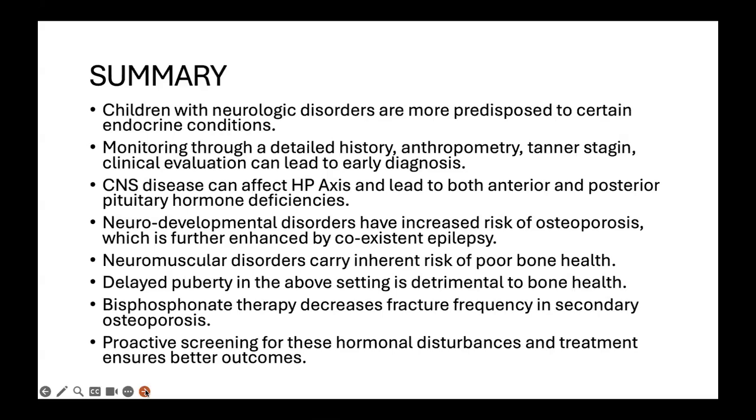Neurodevelopmental disorders also have an increased risk of poor bone health and may cause secondary osteoporosis, especially if there is coexistent epilepsy. In this regard, bisphosphonate therapy is now the first-line therapy and is known to decrease the fracture frequency. So knowing about these endocrinopathies and being aware of them can help us anticipate them, proactively screen for these hormonal disturbances, and treat them to ensure better outcomes and decrease the debility.